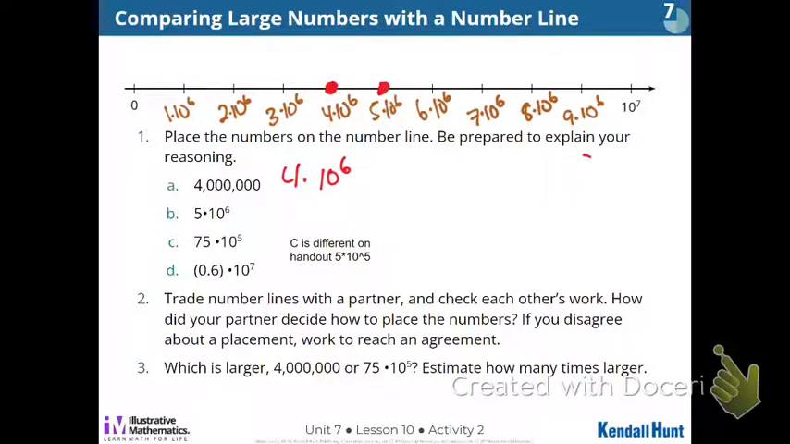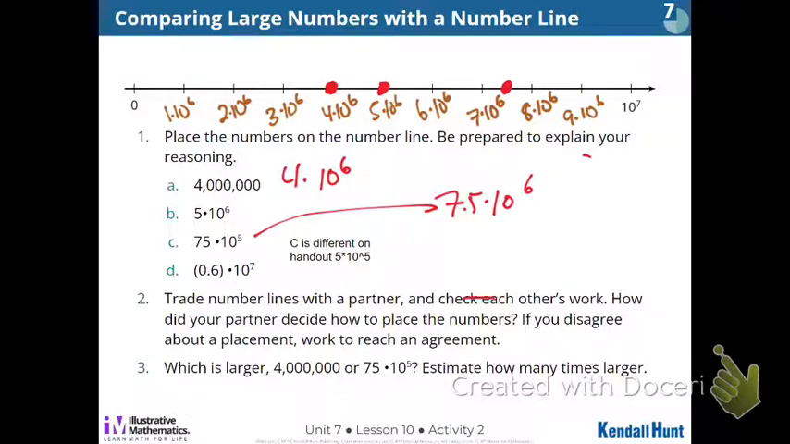Okay, so the C's get different. Let's look at the 75 times 10 to the 5th. Meredith? Yep, so right here. So I like how Meredith explained that. She said that 75 times 100,000. Normally we wouldn't say 75 100,000s. We would say 7.5 million, which I like to think of as 7.5 times 10 to the 6th.